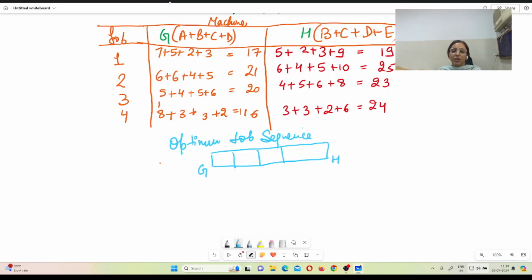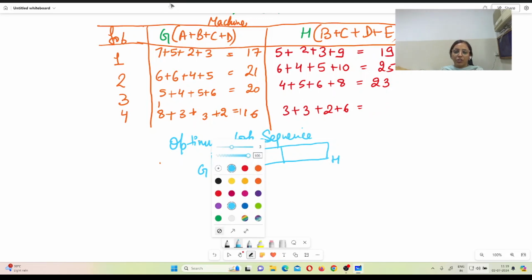So find the least value from all: 17, 21, 20, 16, and then 19, 25, 23, and 24. We have to find the lowest one. Just counting 6, 7, 8, 9, 10, 11, 12, 13, 14. This is not 24, this is 13. I'm just making a correction over here. This is 14, 23, and 14. So make a correction over here. Yes, it is 14, right?